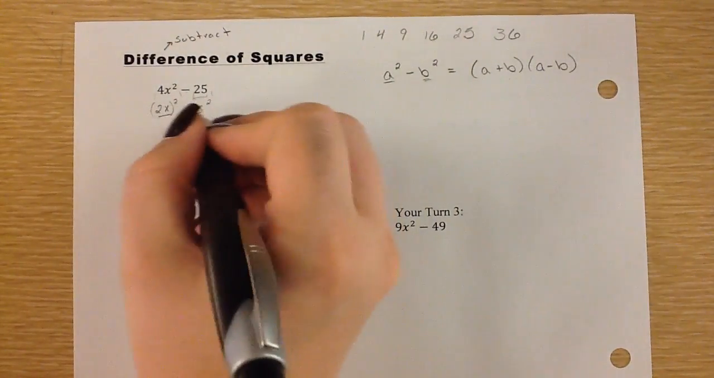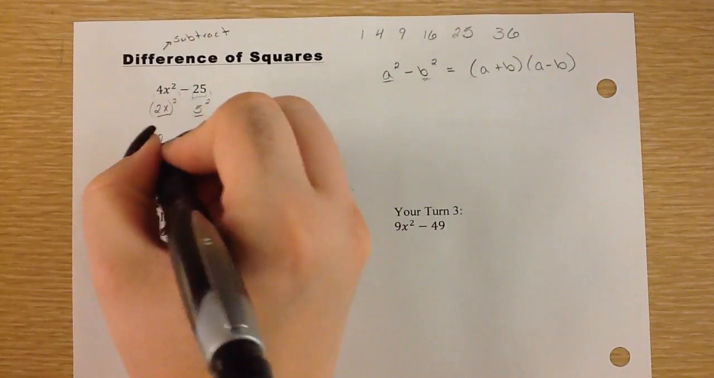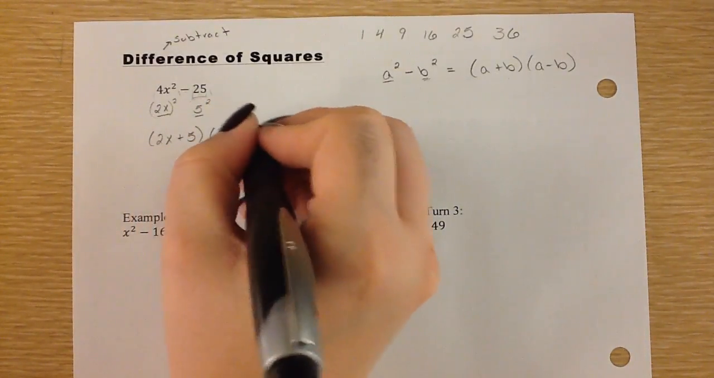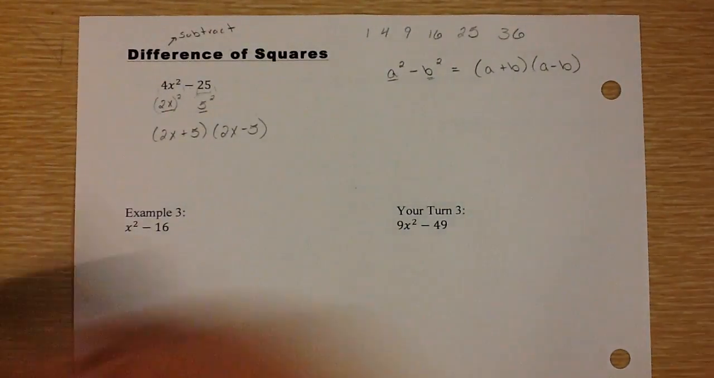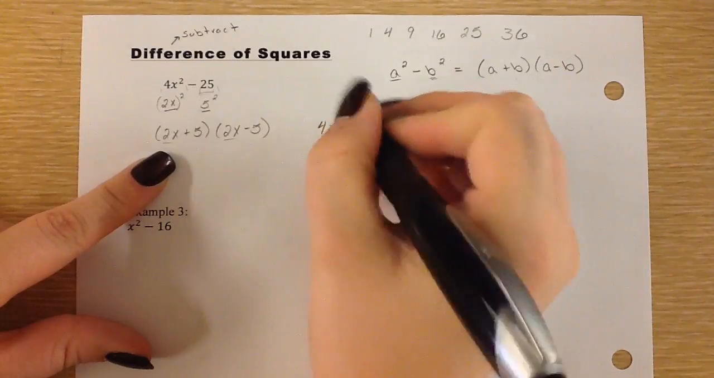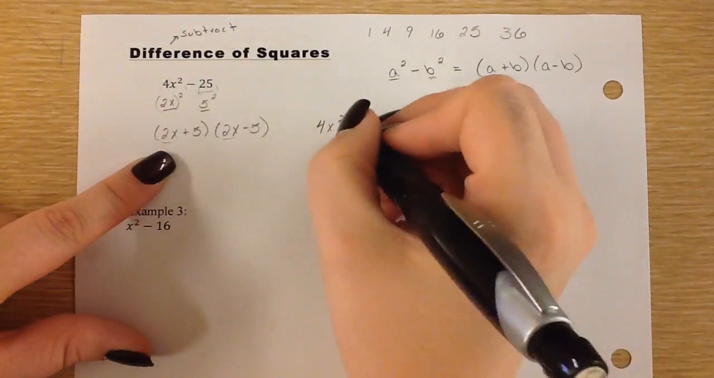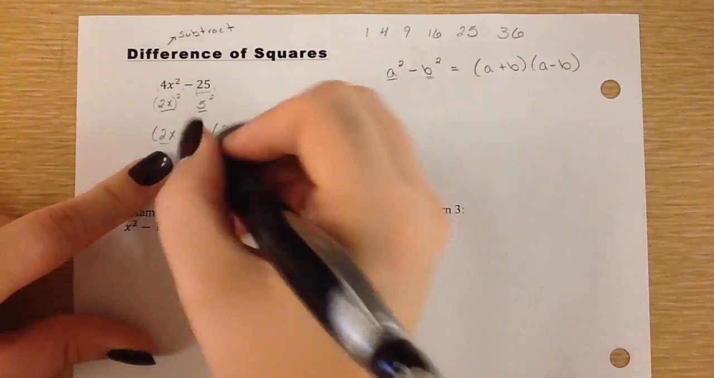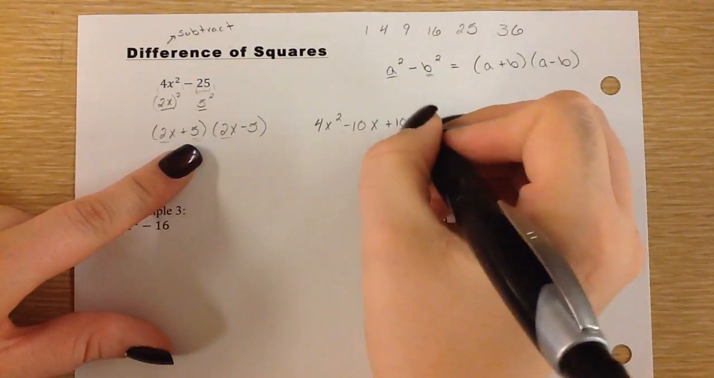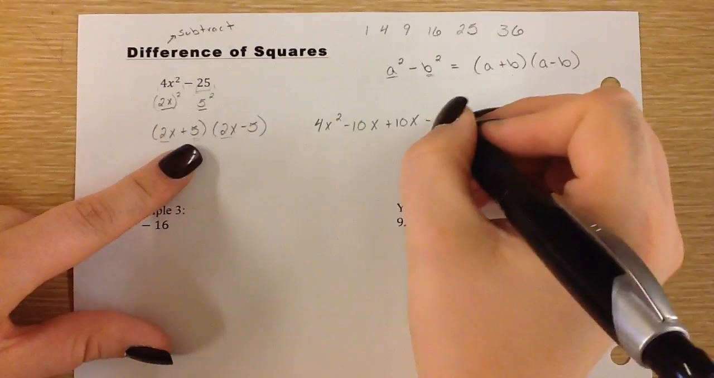So then I just take the things that I square, the 2x and the 5, I add them, and I subtract them. And then, doesn't hurt to check your work, let's multiply this out. 2x times 2x, 4x to the second, 2x times negative 5 is negative 10x. Now let's multiply by the 5. 5 times 2x is plus 10x. 5 times negative 5 is negative 20.